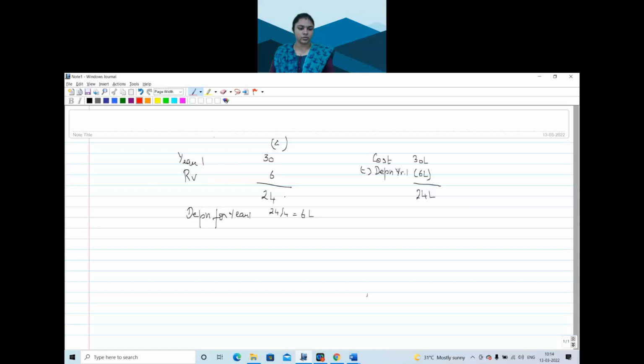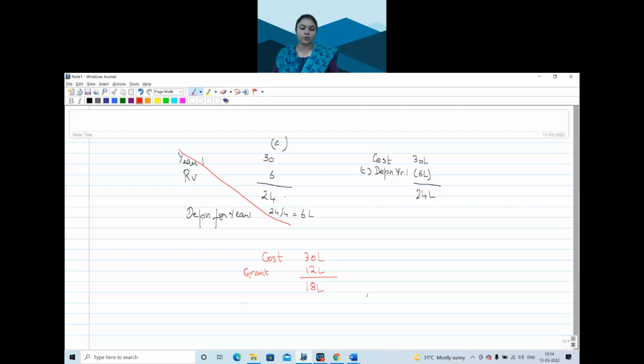So now I'm striking this off. Now let's do the working for depreciation. Cost, 30 lakhs. Before we go for depreciation, we are going to adjust for grant. Very good. What is the grant received? 12 lakhs. So the net cost of the asset is going to be 30 minus 12, 18 lakhs.